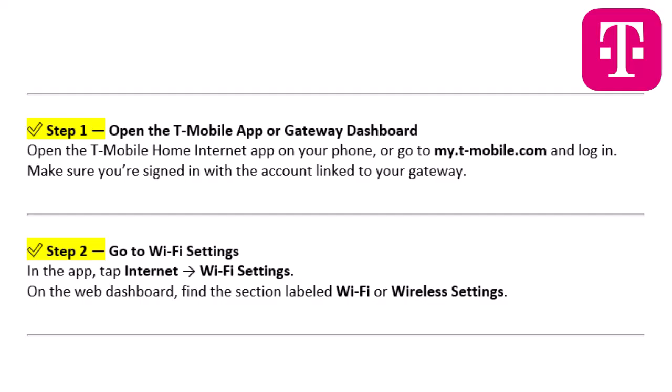Step 2. Go to Wi-Fi settings. In the app, tap Internet, then Wi-Fi settings. On the web dashboard, find the section labeled Wi-Fi or Wireless Settings.